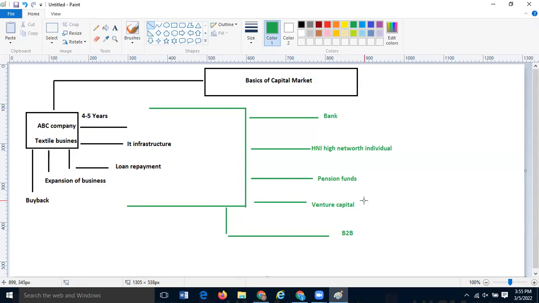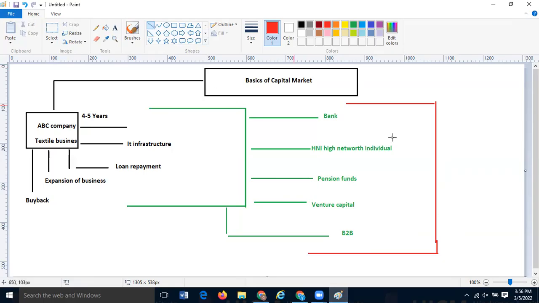Business to business. This is one business, and they are asking for a loan from another business, B2B. Apart from this, there can be multiple options also available. We are only talking about the major options here. Any option which ABC company goes for to source money, they have to give two things here, and they cannot hide, they cannot escape.